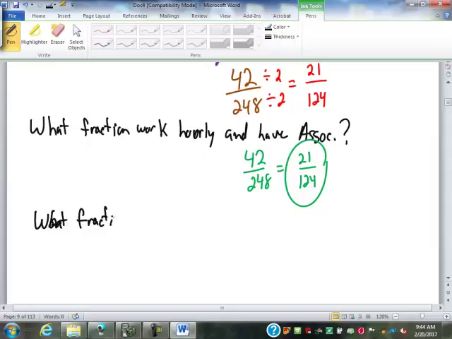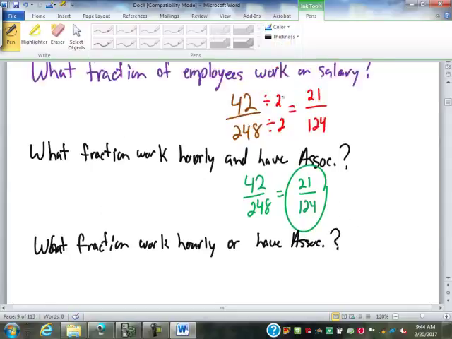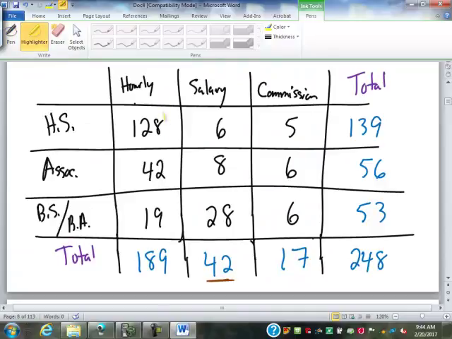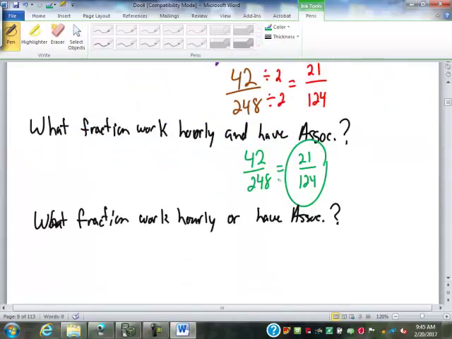What fraction work hourly or have an associate degree? So if I look at this, hourly is here, associate degree is here. So what I have is 5 numbers I should add together. I can add these numbers together, and then I have to add these to it. What do you get when you add those up? 203. So that's 203 over 248.